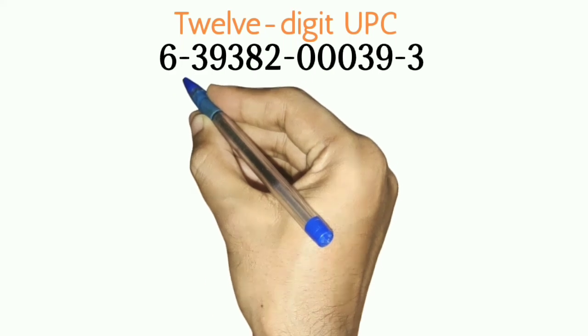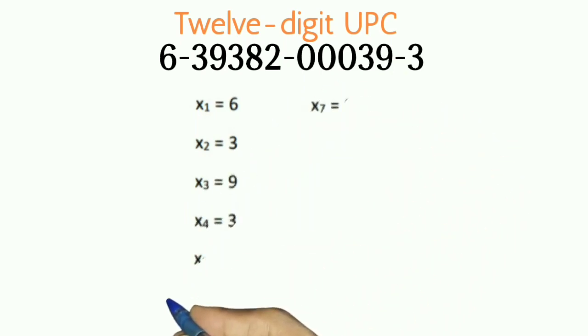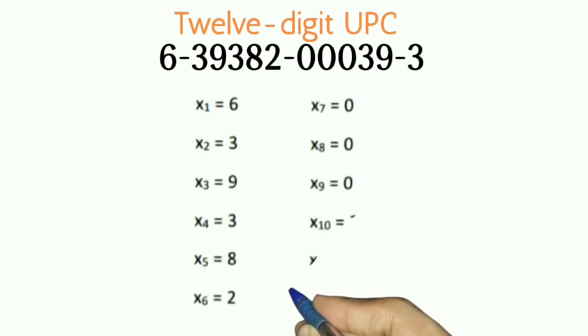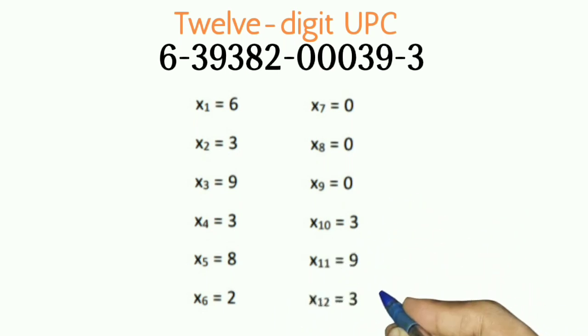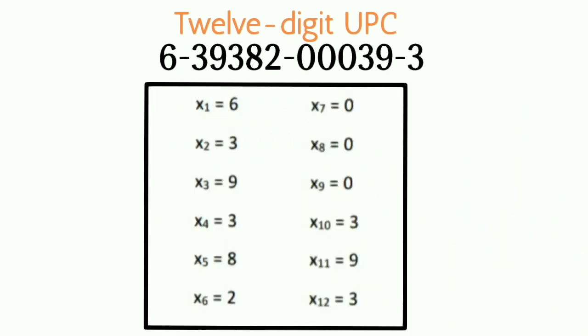In our 12-digit UPC, 6 is our x sub 1, 3 is our x sub 2, 9 is our x sub 3, 3 is our x sub 4, 8 is our x sub 5, 2 is our x sub 6, 0 is our x sub 7, 0 is our x sub 8, 0 is our x sub 9, 3 is our x sub 10, 9 is our x sub 11, and 3 is our x sub 12.